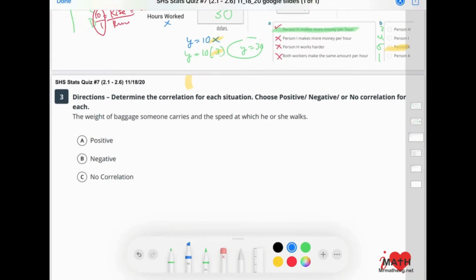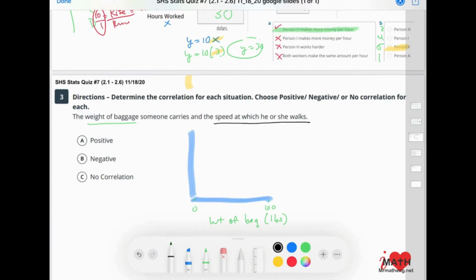Determine the correlation for each situation. Choose positive, negative, or no correlation for each. Okay, so I'm going to the weight of the bag, weight of baggage. So like, you go onto an airplane thinking 0 and 100 pounds someone carries, and the speed at which they can move, miles per hour. So I just put 0 and 100.